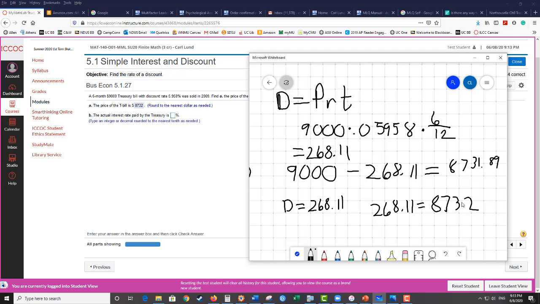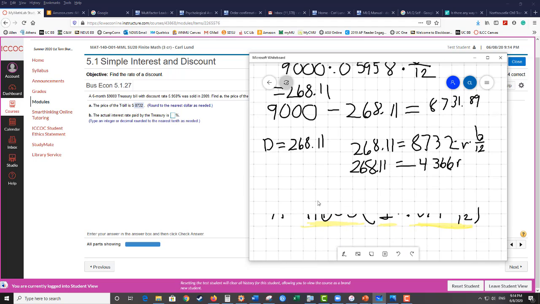So $8,732, and we're going to use the value we got. Since it says to round, we're going to round it. I don't know what R is, but T is still 6 months. It's still 6/12. And these are all multiplied together on the right. So I have $268.11 is 8,732 times 6/12, or times 1/2. And so 1/2 of 8,732 is 4,366. So I have 4,366 R.